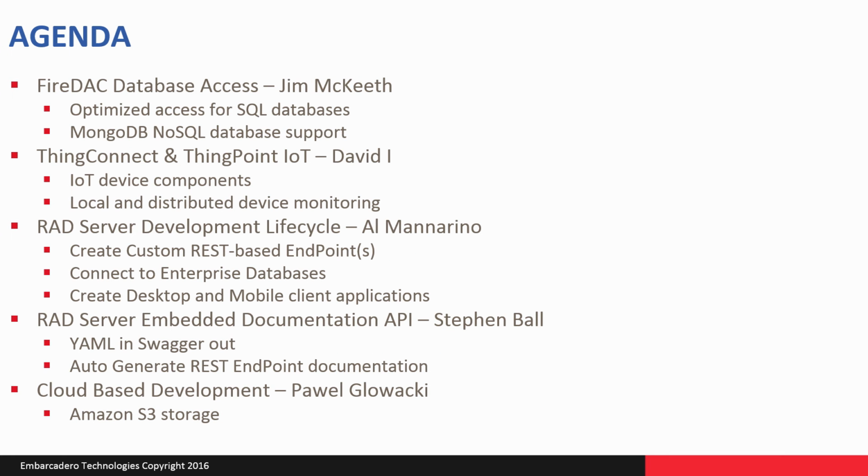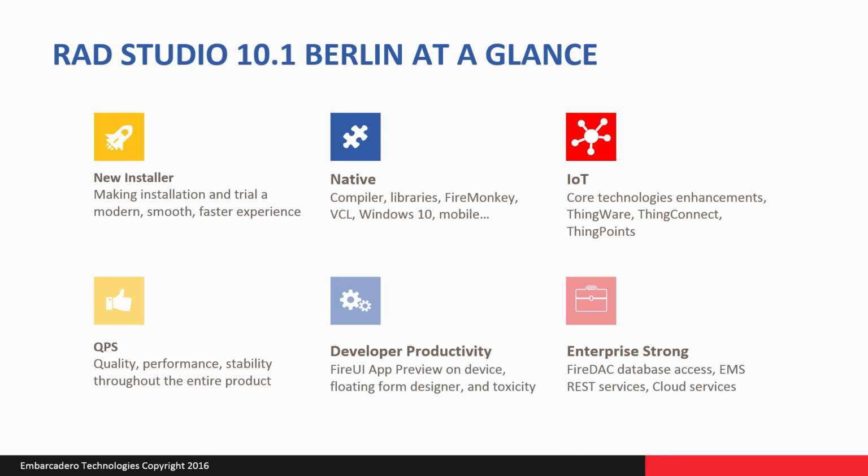We've got a full team of presenters on today's webinar. Here's the agenda we're going to cover. During the launch of 10.1 Berlin, we went through a lot of the new capabilities in the product. In this webinar, we're going to dive deeper into the enterprise capabilities, focusing on FireDAC and EMS, REST services, cloud services, database access. So let's get right to it.